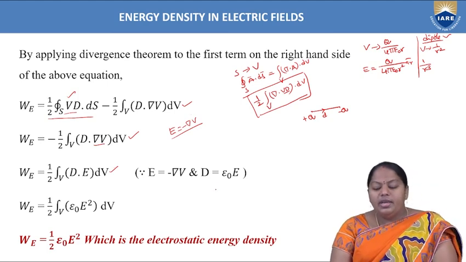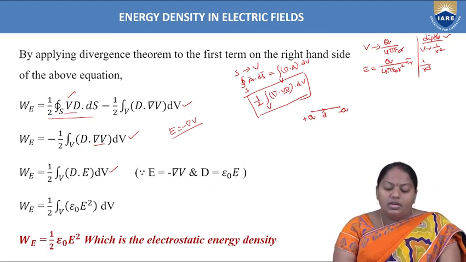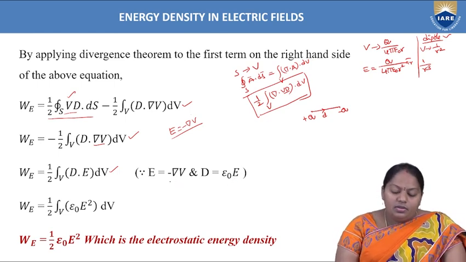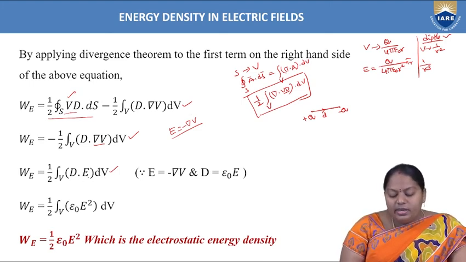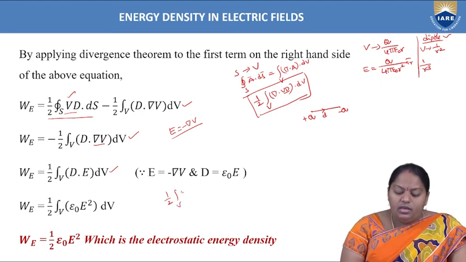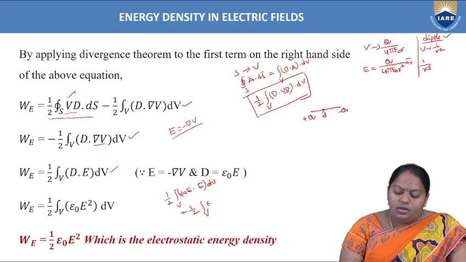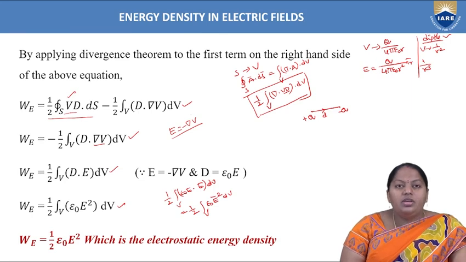So as we know that the D and E relation is D equal to epsilon naught into E, and E equal to minus del V. We substitute these two relations here: 1 by 2 integral V D dot E dV, or in place of D, epsilon naught into E, then 1 by 2 integral V epsilon naught into E dot E dV. Right? So this becomes 1 by 2 integral V epsilon naught E square dV. So from that we have got WE equal to 1 by 2 integral V epsilon naught E square dV.